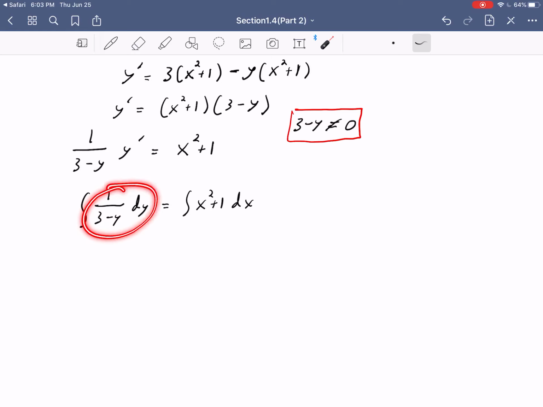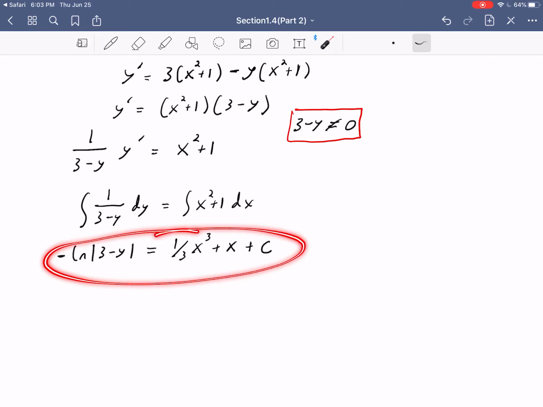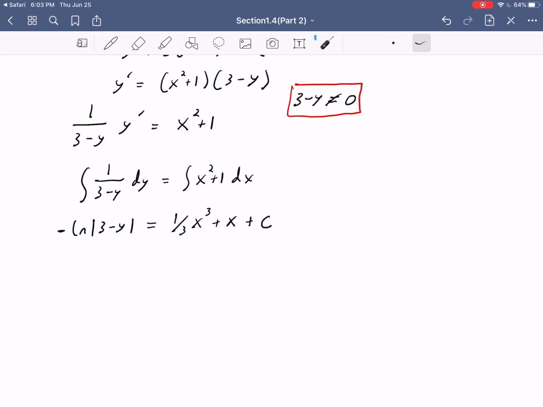Over here, we could do u substitution, but hopefully we can see what's going to happen. The derivative here is -1, so we're just going to get an extra negative sign. And we're going to get negative ln absolute value of 3 minus y. And then over on the right-hand side, just a direct integral, 1/3 x cubed plus x plus c. All right, so there we go. That doesn't look too bad. Now we can do a little bit of manipulation.